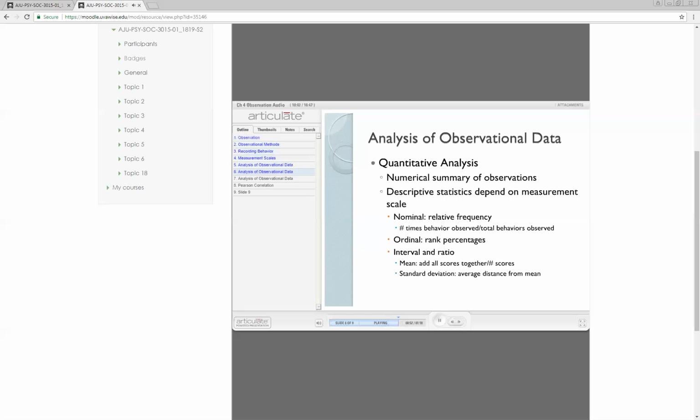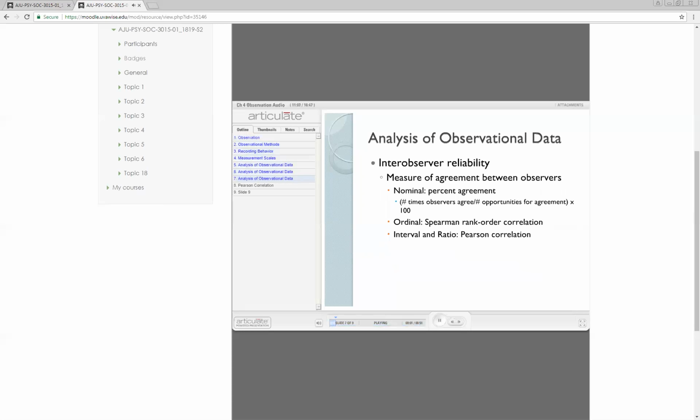With ordinal scales, we can rank percentages. So we can say 54% of people ranked Lowes as their favorite. With interval and ratio data, we can do a lot more. We can look at the means, we can look at the standard deviations, or kind of the average distance from the mean. So you can see that we can get a lot more information from the quantitative analyses that we're using.